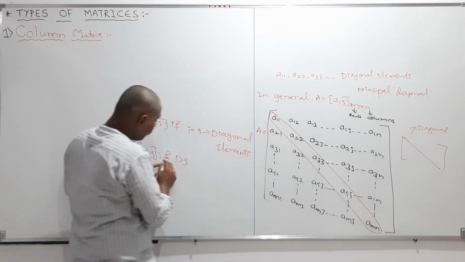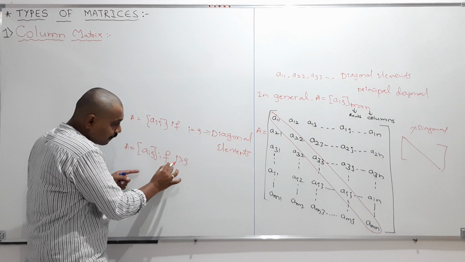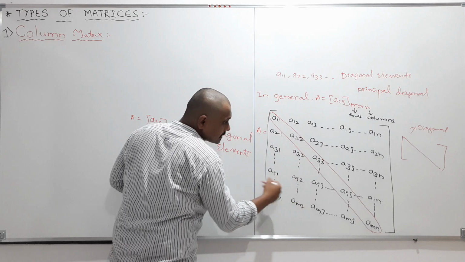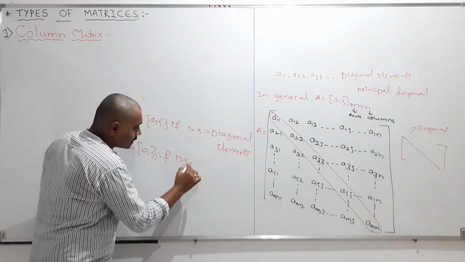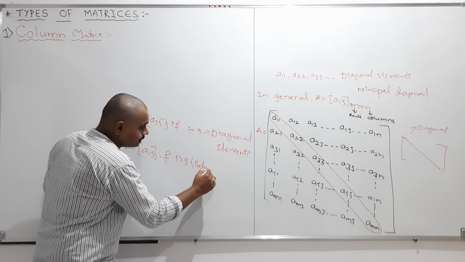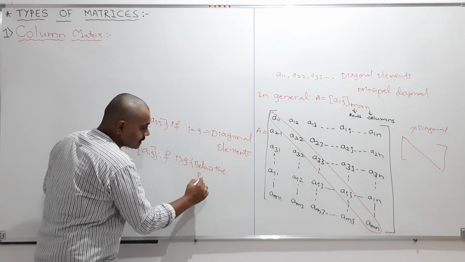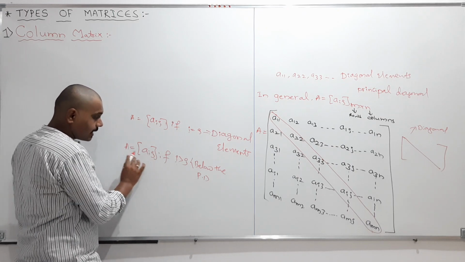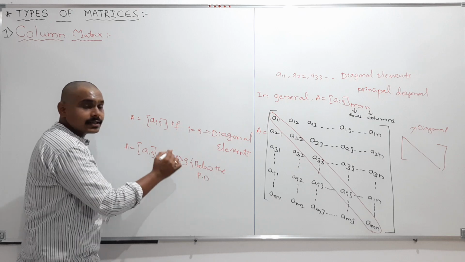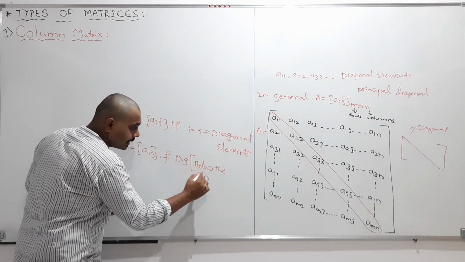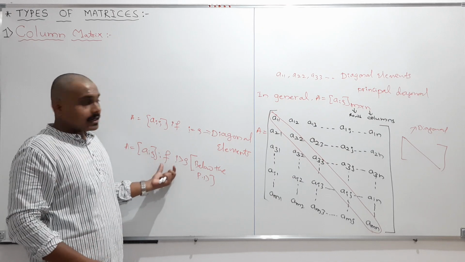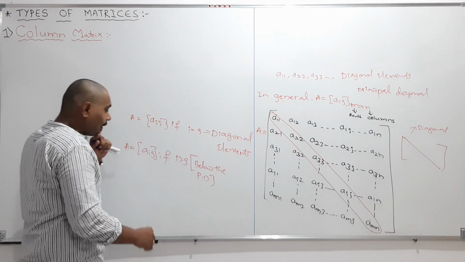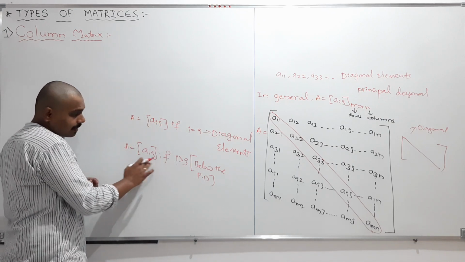So here, a_ij with i greater than j indicates the elements below the principal diagonal. So we can call this the below the principal diagonal. In short I am writing principal diagonal elements. So a equals a_ij if i is greater than j indicates that these are the elements which lie below the principal diagonal. Just in short, mathematically I am writing it like this.